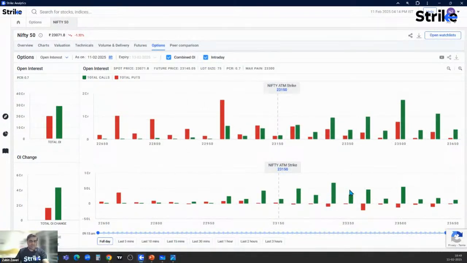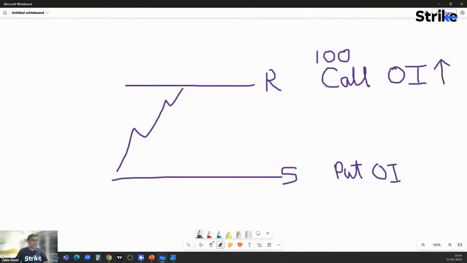Clear, everybody? So did you understand one thing, that in any particular stock or any index, where the call OI is very high, that will act like a resistance level for the stock. And in a stock or an index where the put OI is highest, that will act like a support level for the stock. Support and resistance, how to find out using the derivative data. I hope you have understood so far.